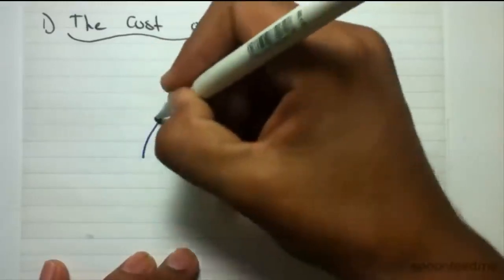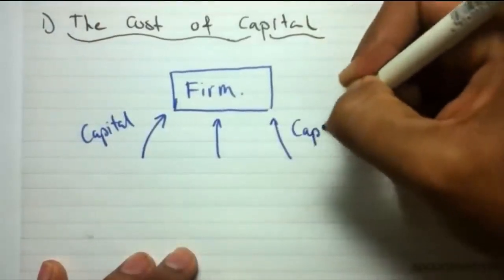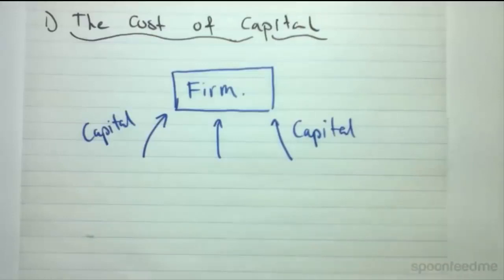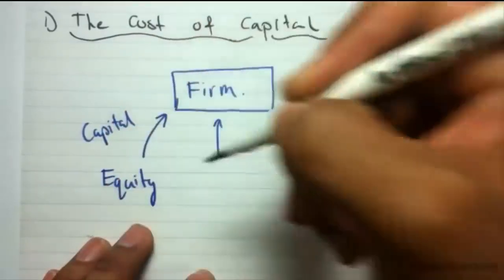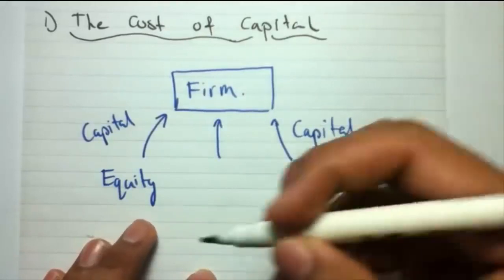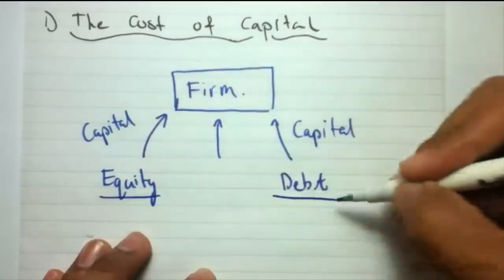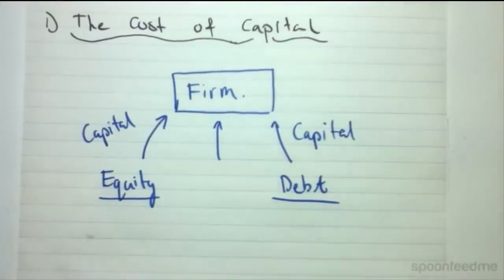Well, let me just draw that. We need this thing called capital, right? Without fuel to run, how are we going to make our business work? So we next ask ourselves, who can we get this capital from? And we get it in the form of equity, and thus shares, and also we can get capital in the form of debt. Alright, so debt holders and equity investors and whatnot.